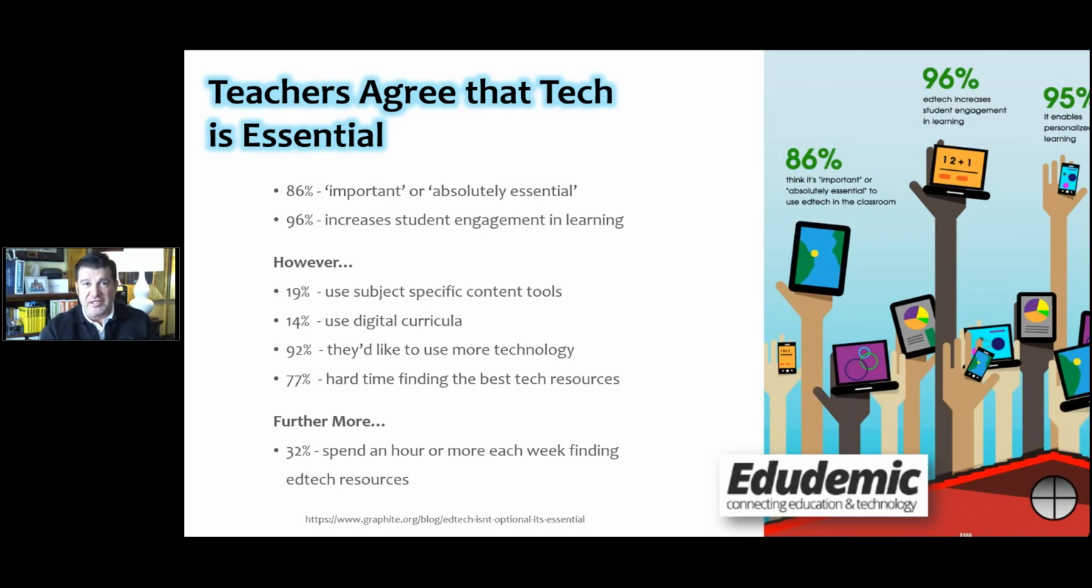19% said they were using technology for content-specific tools and content-specific areas. Only 14% were using any kind of digital resources. 92%, again almost unanimous, said they should be using it more. And 77%, more than 3/4, said it was very difficult to find the correct resources. So theory and practice are two different worlds.